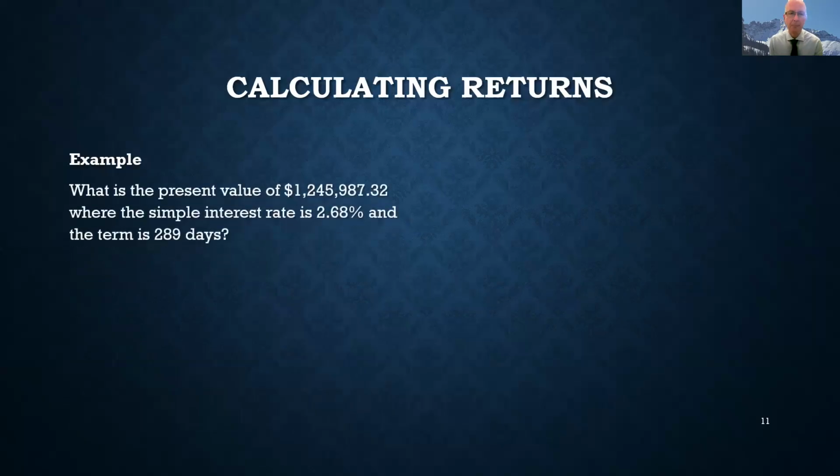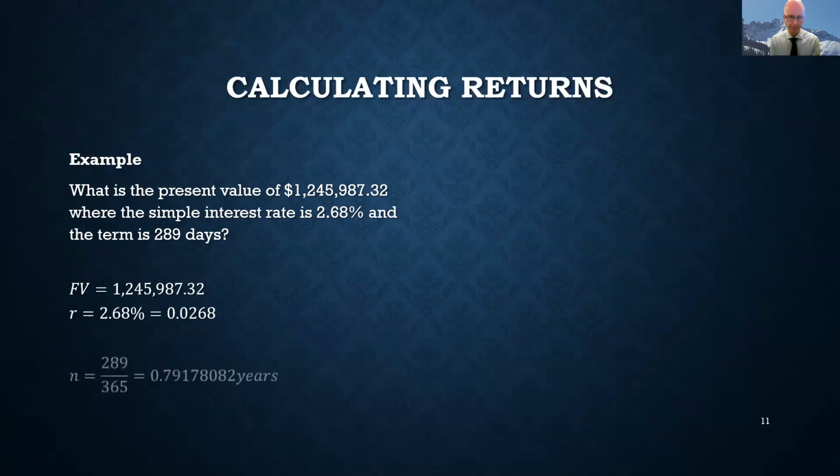So here's an example. What is the present value of $1,245,987.32, where the simple interest rate is 2.68% and the term is 289 days? FV equals $1,245,987.32. R equals 2.68%, which equals 0.0268. And N equals 289 divided by 365.